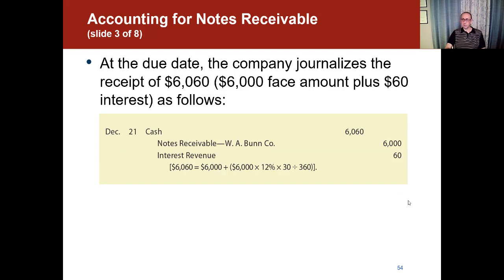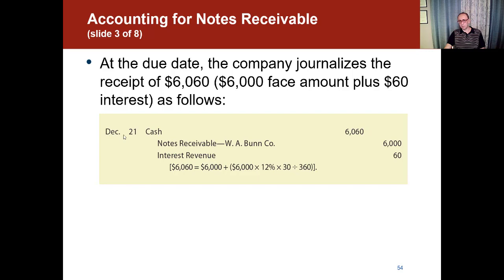At the due date, the company journalizes the receipt of the $6,060, which is the face amount plus the interest. And how did we calculate the interest? It's $6,000 principal, 12% interest rate multiplied by 30 days divided by 360 days per year on average. So this is going to be $60, so the amount of interest revenue is $60.